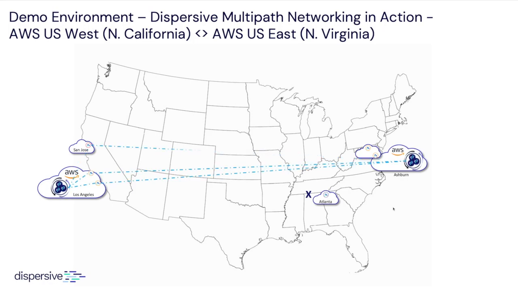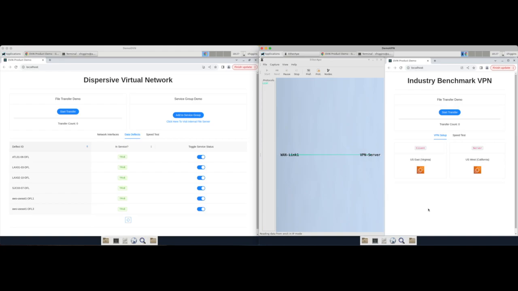For the purpose of today's demo, we will demonstrate data flow in both systems using a 100 megabyte file transfer from the West Coast server to the East Coast clients. On the right-hand side, for the industry benchmark VPN, we'll use a tool called EtherApe to do packet visualization. As I start the file transfer in both systems, you can notice the EtherApe window showing all packets on the VPN side moving from the singular WAN link to the VPN server through a single tunnel.